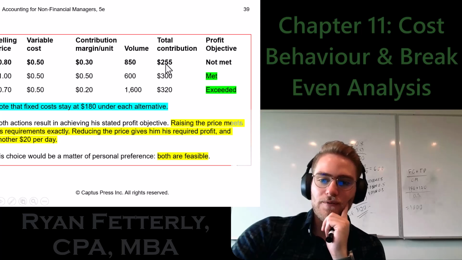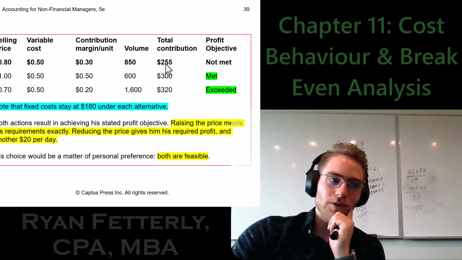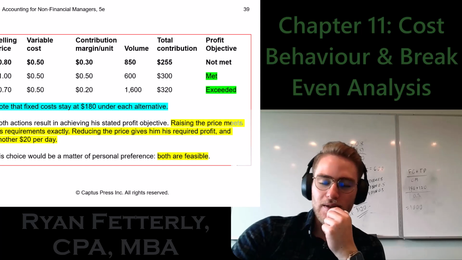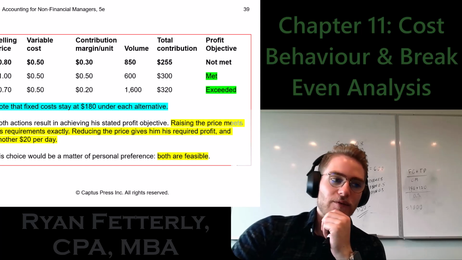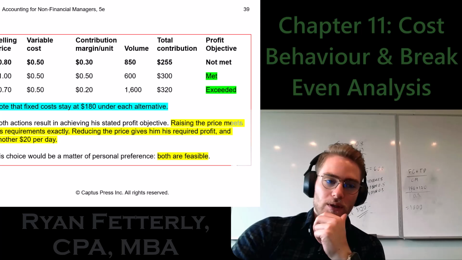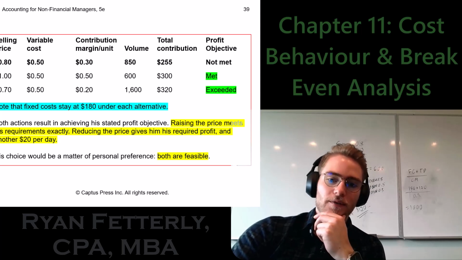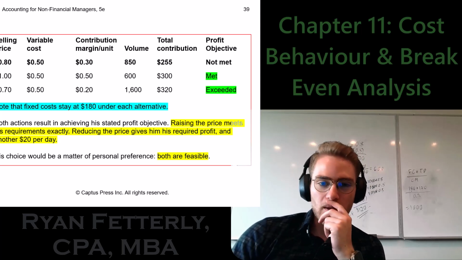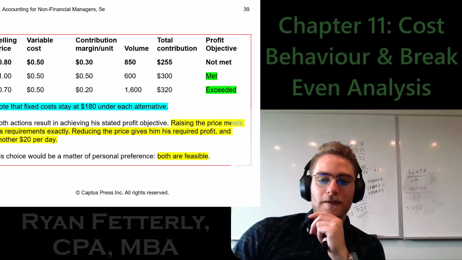So that is $255 in contribution margin. Subtract the 180, right? That gets you to the original $75 we're talking about, which is 45 short of the $120 in desired profit. So if we sell at $1, we're going to have a contribution margin of 50 cents.